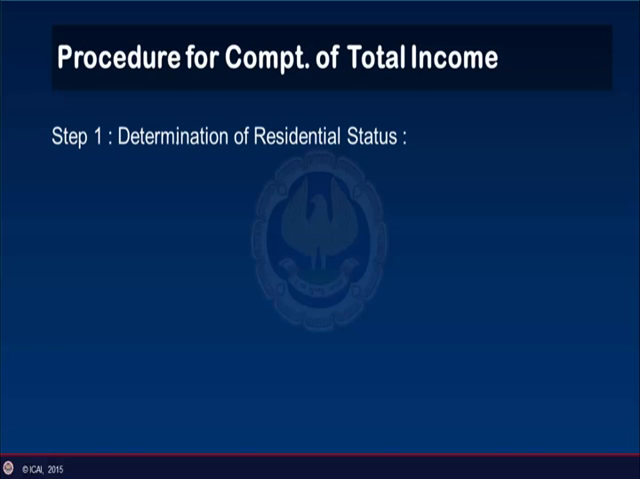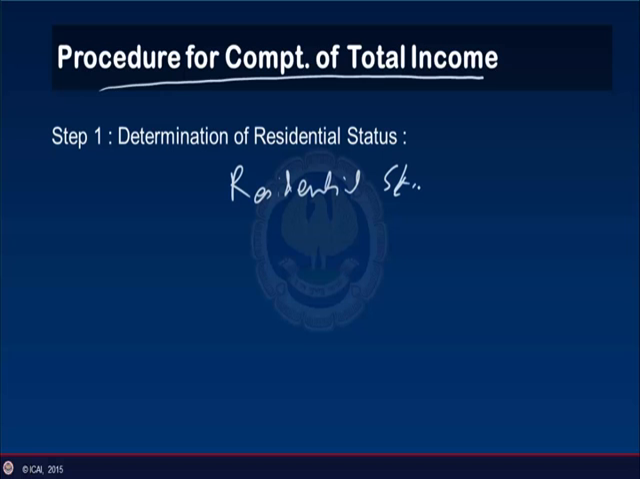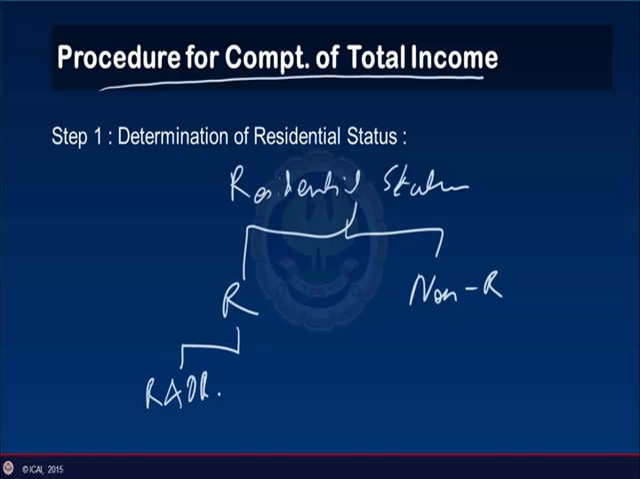Let's start and convey to you the procedure for computation of total income. First step is determination of residential status of a person or an assessee. Residential status: he could be either a resident or a non-resident. Under resident, he could be a resident and ordinarily resident, or a resident but not ordinarily resident.